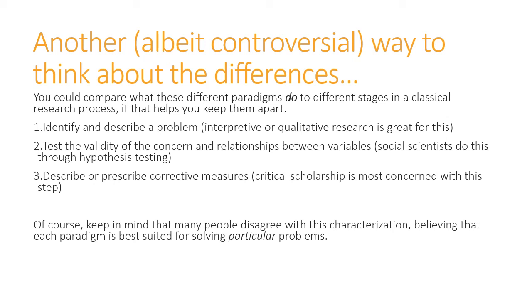So every researcher is going to be doing all three of these things at some different point. You only run into trouble if you start substituting one step for another. So for instance, you don't worry about testing the validity of a relationship, but you're going to prescribe, say, policy changes based on a subjective observation. That's where we start running into policy problems and the kinds of laws that people really don't think are appropriate or actually solving problems. So again, keep in mind that many people will disagree with this characterization, believing that each paradigm is best suited for particular problems rather than they should be arranged hierarchically in this kind of way.